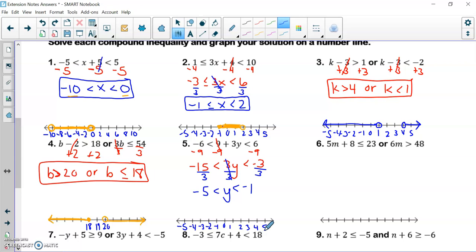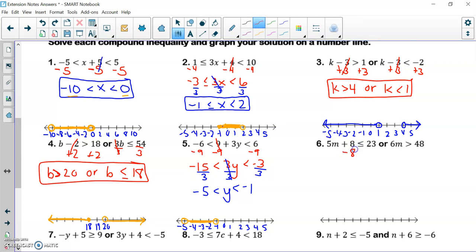And I wind up with an open dot at -5, an open dot at -1. I want y to be greater than -5. I want y to be less than -1. So I'm actually shading in between the 2 dots, and I don't move past the 2 dots. That's my shading.